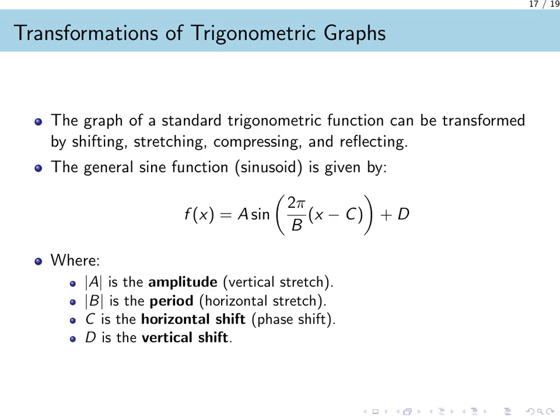The absolute value of the parameter a determines the amplitude, which is the vertical stretch of the wave. The absolute value of the parameter b sets the period, or the horizontal length, of one complete cycle. The parameter c creates a horizontal shift, also called a phase shift, moving the wave left or right. Finally, the parameter d produces a vertical shift, moving the entire graph up or down. This single formula allows us to model many real-world cycles, like the voltage of an alternating current. The key takeaway is that these four parameters give us complete control to build any sinusoidal wave.